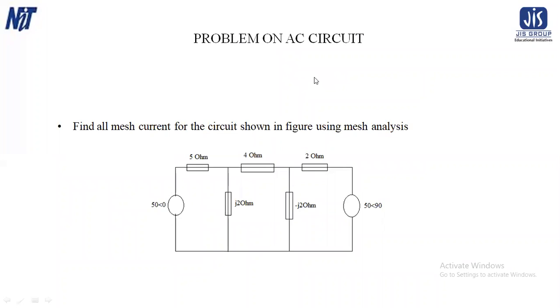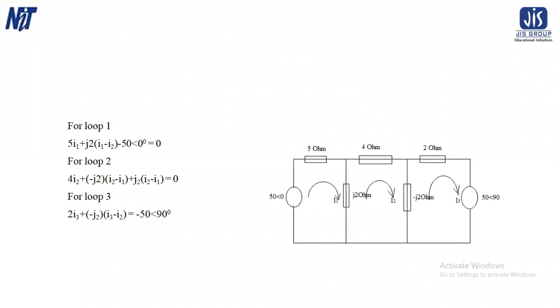Here, the problem of the circuit: find all mesh currents for the circuit shown in the figure using mesh analysis. I already showed you how to find this. Now look, the process is very clear. Consider the direction of current as per your choice. You have to consider the current direction as per your choice, because for loop 1 it is 5I1 plus j2 times I1 minus I2 minus 50 angle 50 degrees.